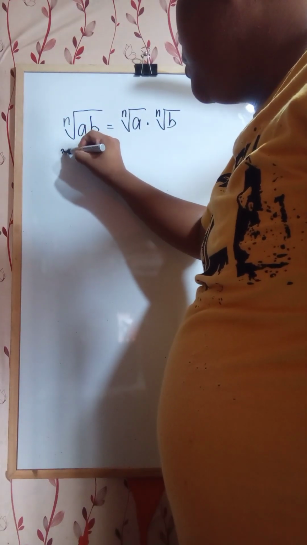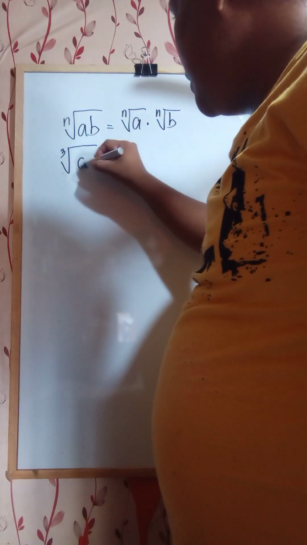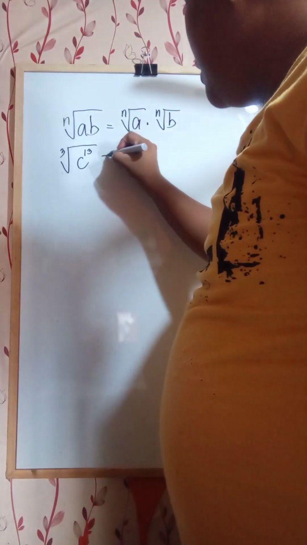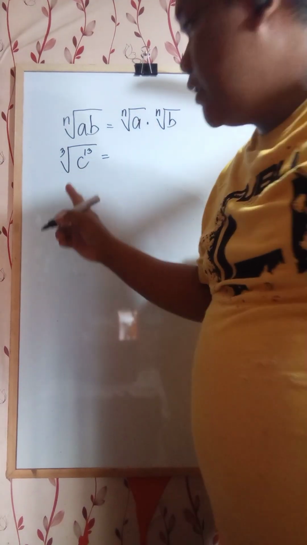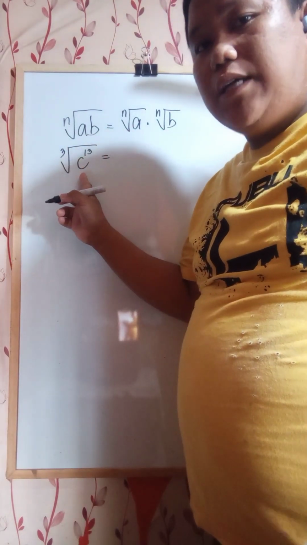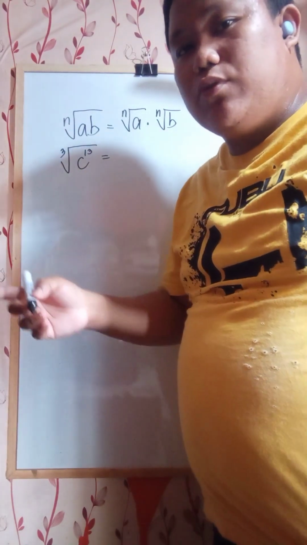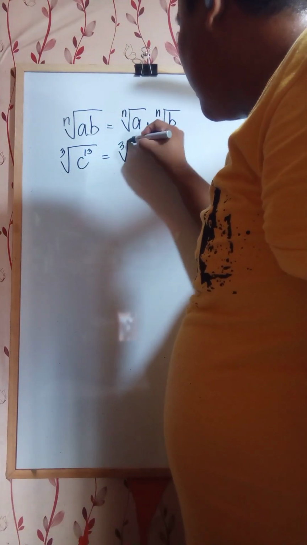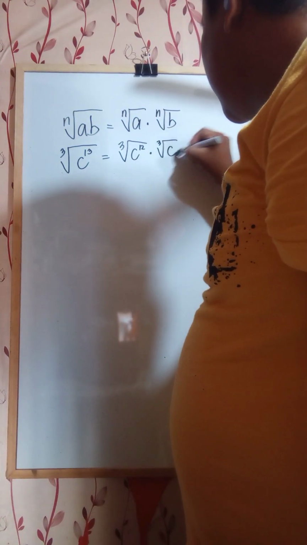Let's take for example the cube root of c to the power of 13. How are we going to extract this completely? We are going to factor c to the power of 13, in which one factor must be a perfect cube, a perfect cube variable. So the factors are the cube root of c to the power of 12 times the cube root of c.